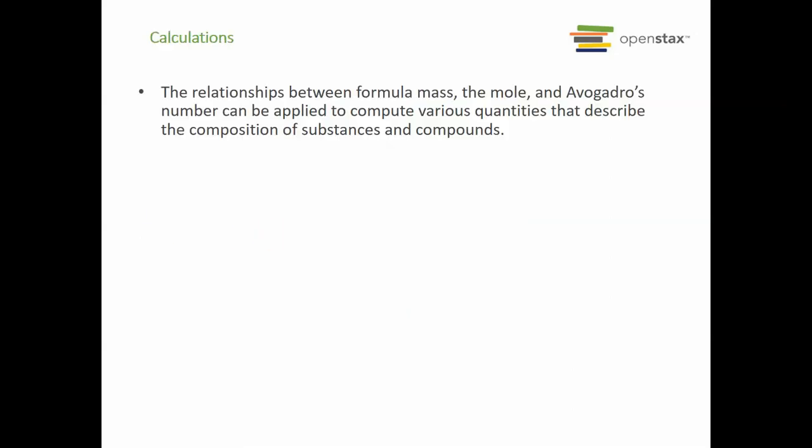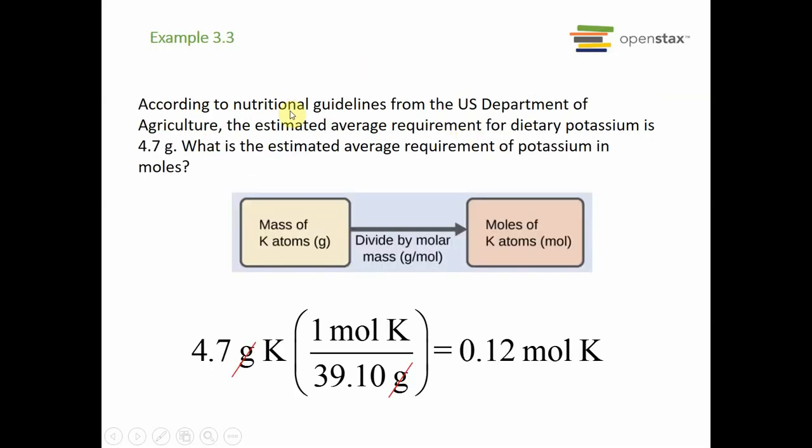were per mole. The relationship between formula mass, the mole, and Avogadro's number can be applied to compute various quantities that describe the composition of substances and compounds. According to nutritional guidelines from the U.S. Department of Agriculture, the estimated average requirement for dietary potassium is 4.7 grams. What is the estimated average requirement of potassium in moles?